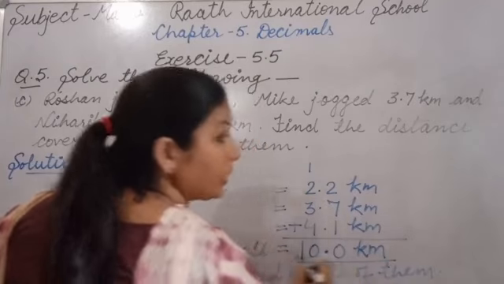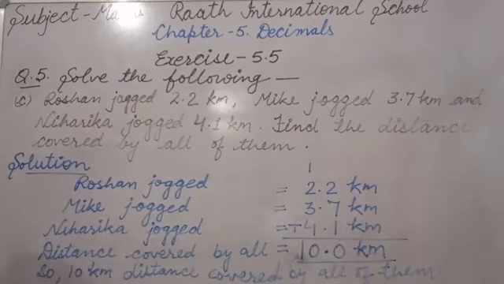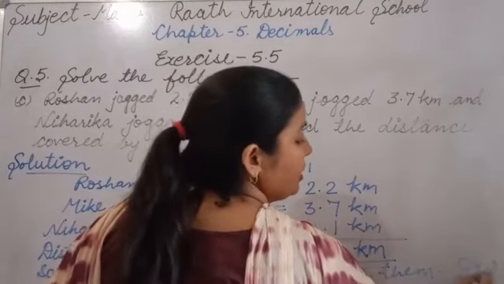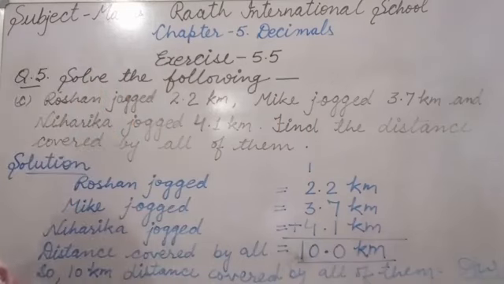How much did all of them cover together? 10 kilometer. So 10 kilometer distance covered by all of them. That's your answer. Okay. So that is your answer. So like this, your question number 5 is complete, and your exercise is also complete. So today you will complete your exercise. Thank you.